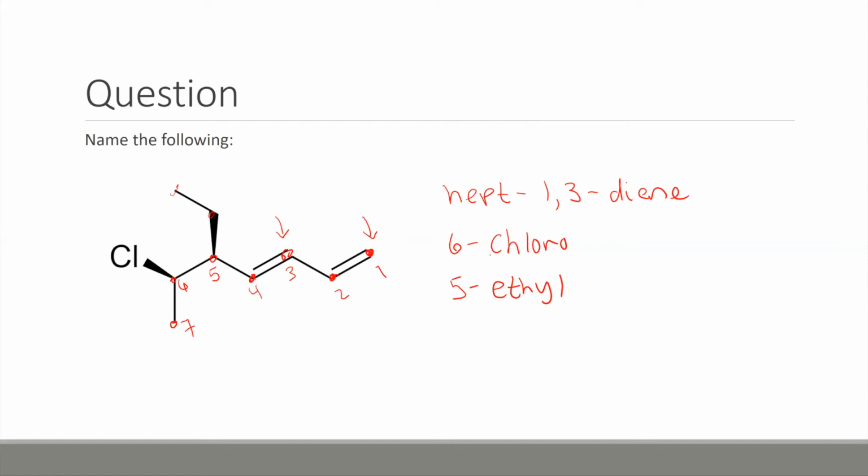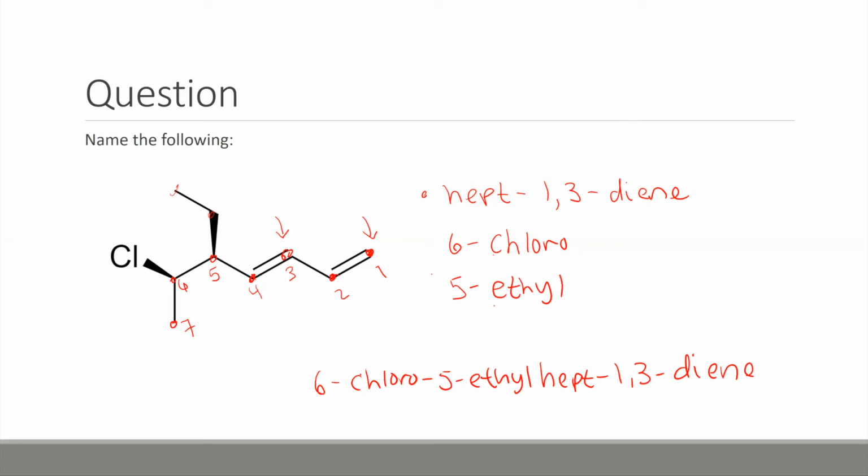So remember, we're going to write these alphabetically, so it will be 6-chloro, 5-ethyl, hept-1,3-diene. Mouthful already.